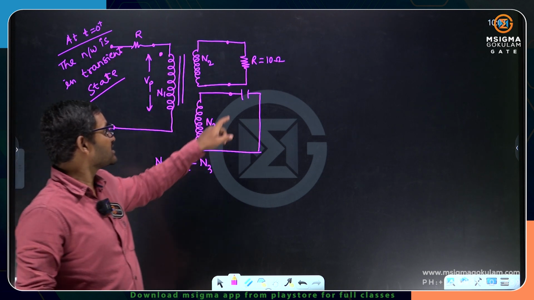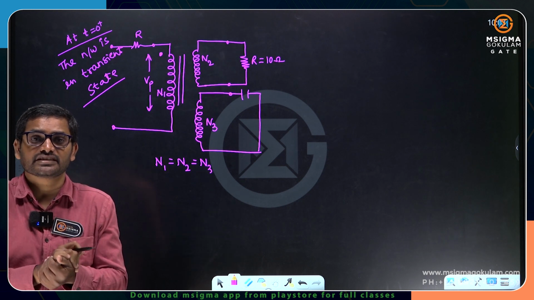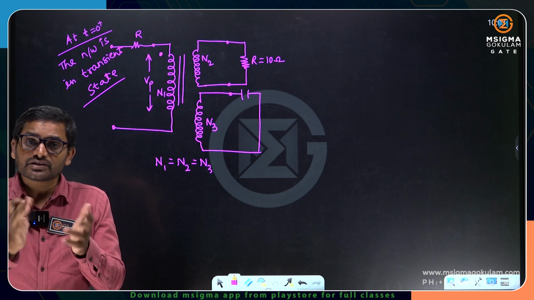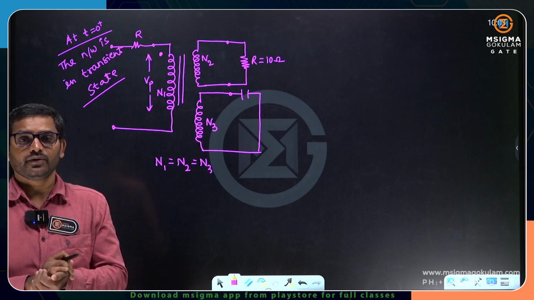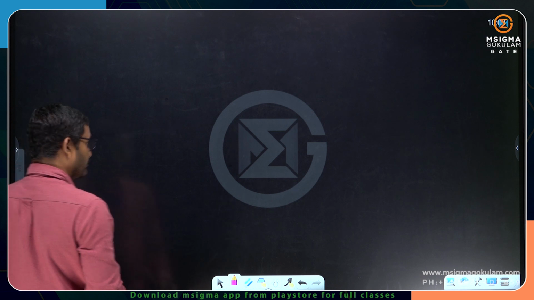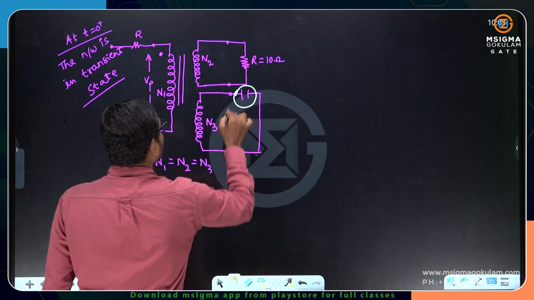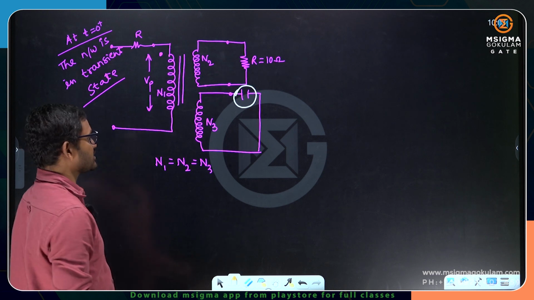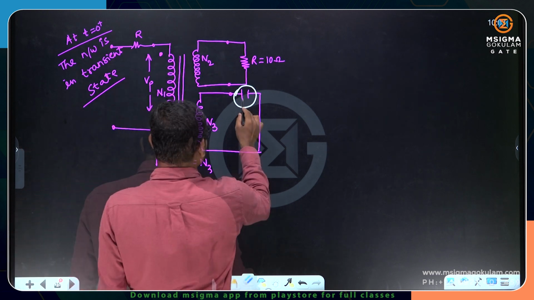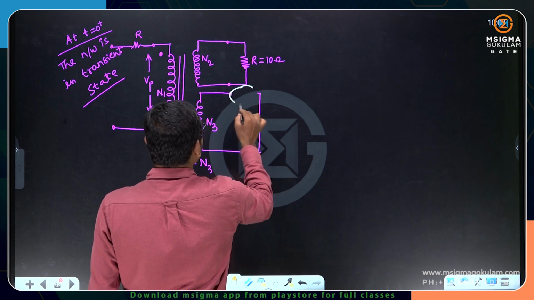Why? Because of the presence of capacitive nature. A capacitor will not allow sudden changes in voltage. An inductor will not allow sudden changes in current. Okay, so definitely what is going to happen here? The capacitor will not allow sudden changes in voltage, so it will maintain the previous value.